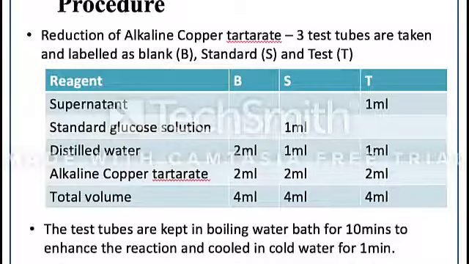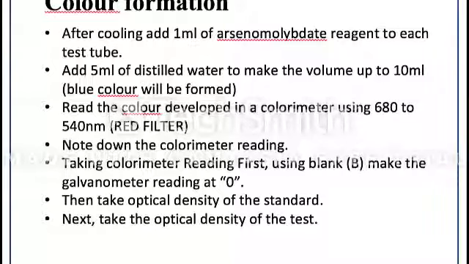Now the test tubes are kept in the boiling water bath for 10 minutes to enhance the reaction and cooled in cold water for 1 minute. Now the color formation. After cooling, we add 1 ml of arsenomolybdate reagent to each of the test tubes. Add 5 ml of distilled water to make the volume up to 10 ml. The blue color will be formed. So we read the color developed in the colorimeter using 680 to 580 nanometer, which is red filter, for estimation of blood glucose. We note down the colorimeter reading.